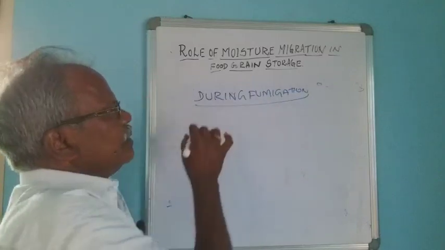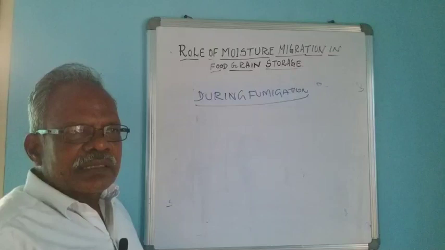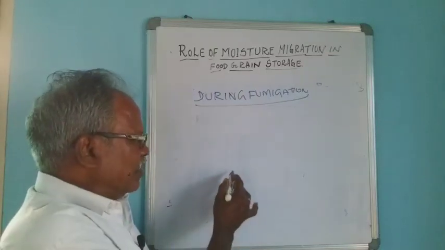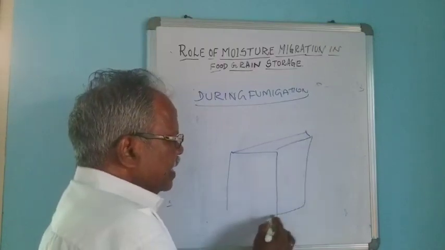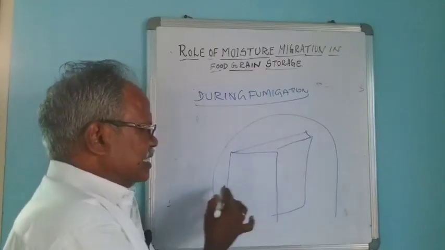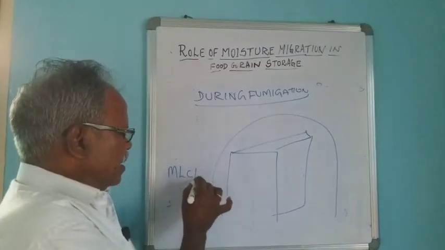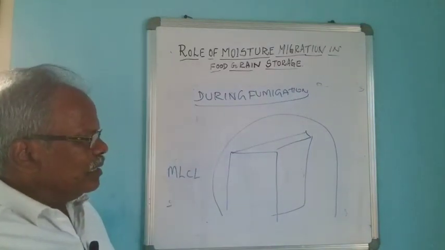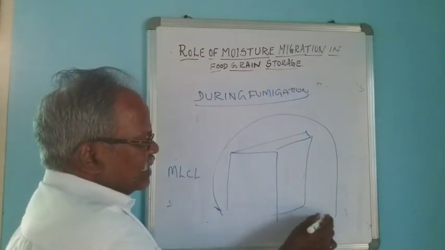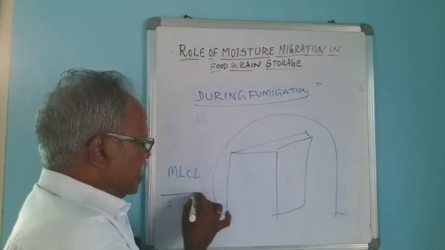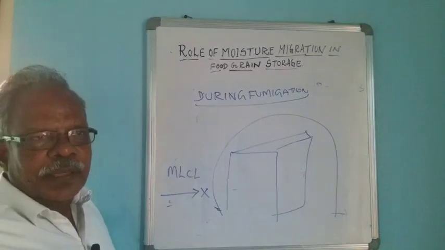During fumigation, what happens due to moisture migration inside the grain? What we do in fumigation, this is the stock. We cover it with a polythene cover, that is the multi-laminated cross-laminated polythene cover, the blue cover. Then it is pakka airtight, so the air is prevented from getting inside the stocks.